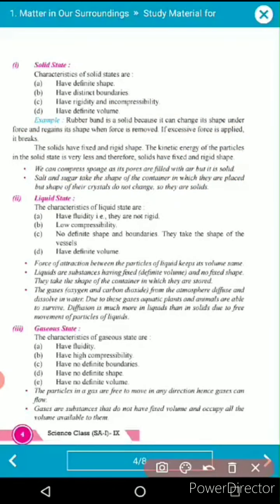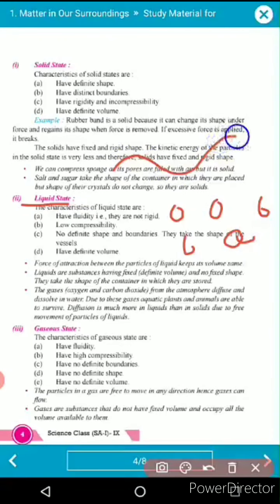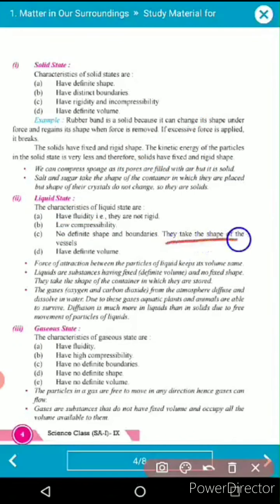The second state is the liquid. As we know, a liquid has some space between its particles, so the particles have the ability to flow. They have fluidity. They do not have a definite shape and no boundaries, but they can take the shape of a vessel. In any vessel you pour the liquid, it will take that shape. And they have a definite volume. Clear?